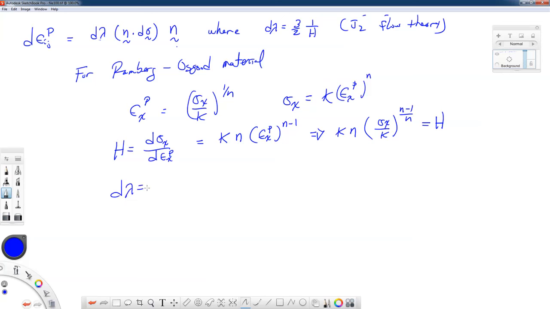And then the d lambda would be equal to 3/2 times 1 over h. Now, this sigma x value for isotropic hardening can change depending on how far along we are on the curve. Okay, so this would be our von Mises equivalent stress that we would plug in, and we would find the corresponding von Mises equivalent plastic strain.